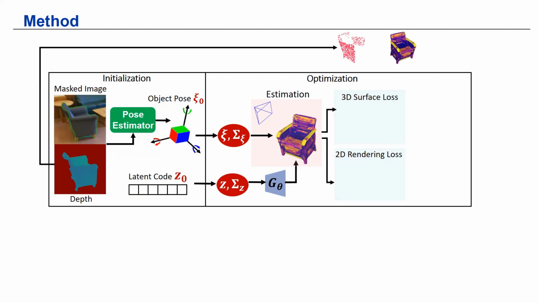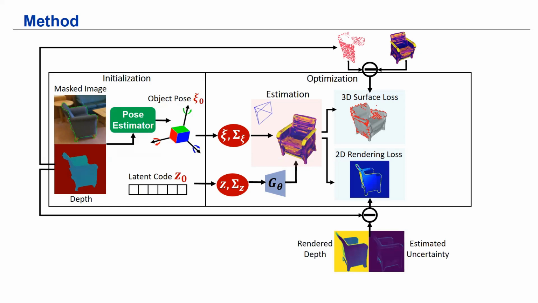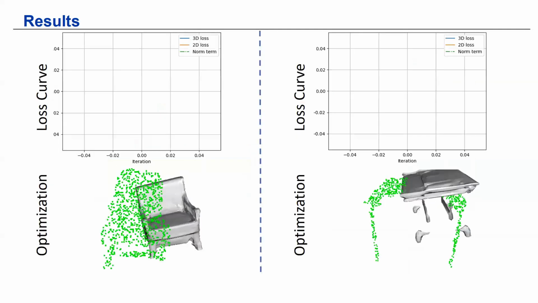The 3D loss minimizes the distance between the 3D point cloud measurement and the reconstructed object surface. The 2D loss minimizes the errors between the rendered depths and the observed depths, which can effectively constrain the object scale during the optimization. The object shape and pose and the associated uncertainties can finally be estimated using the iterative optimization. The final estimated uncertainties can tell us how good our reconstruction is.